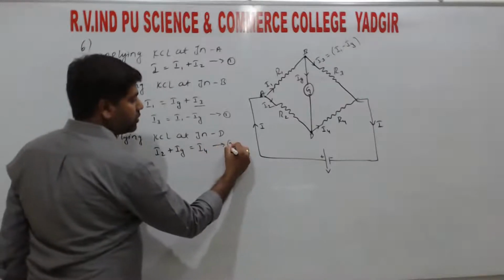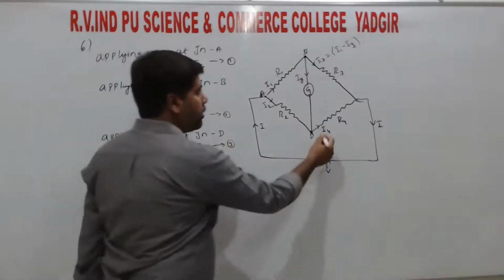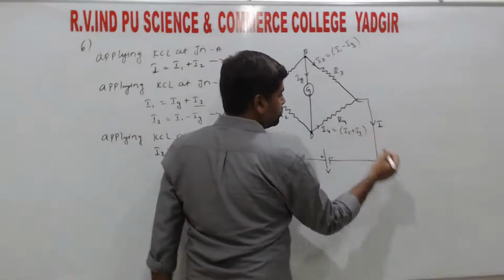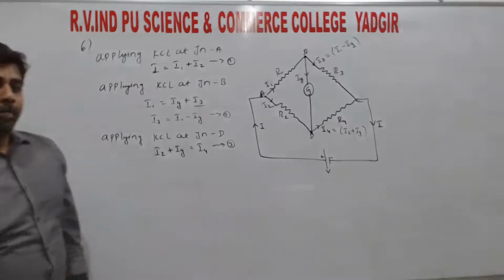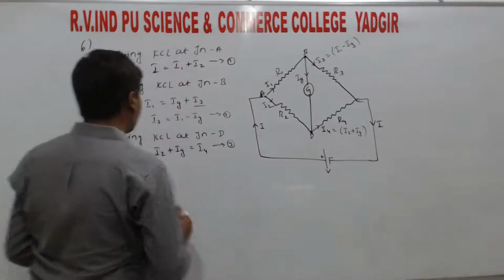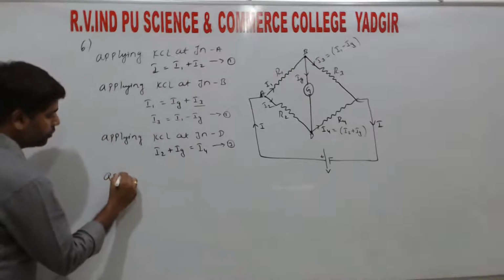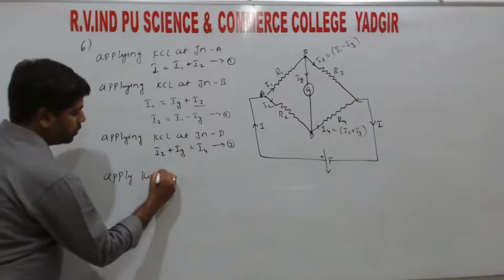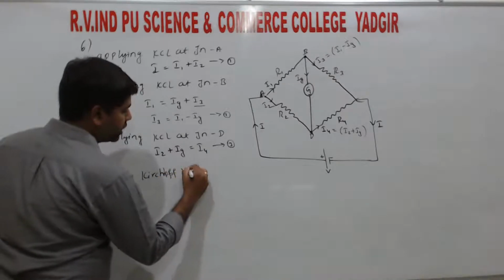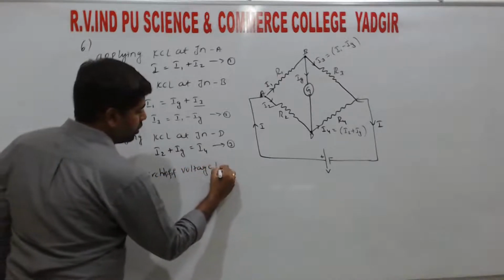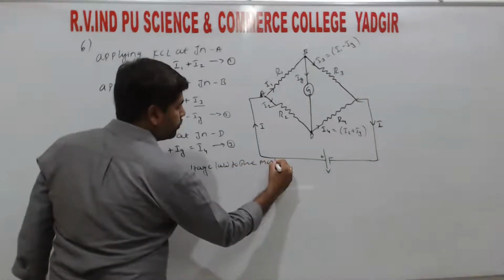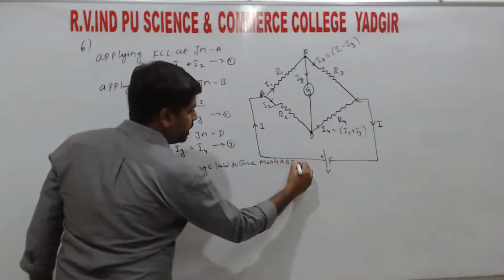So calling this one as third equation. So I4 we can write as I2 plus IG, right? So next, apply Kirchhoff voltage law to the mesh A, B, D, A.